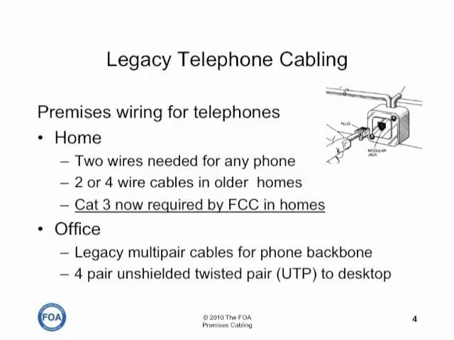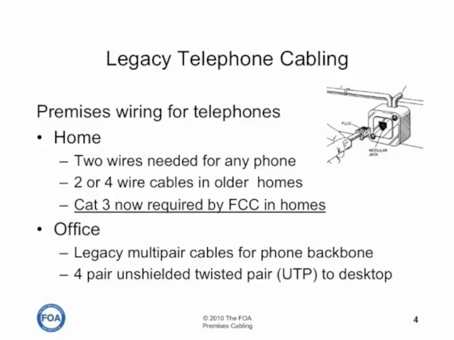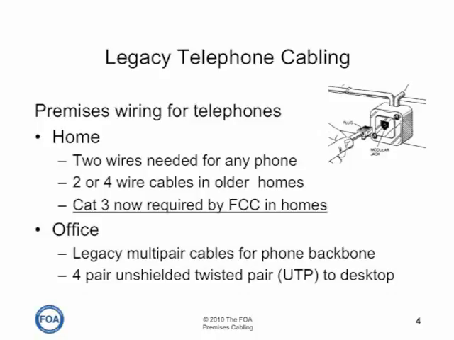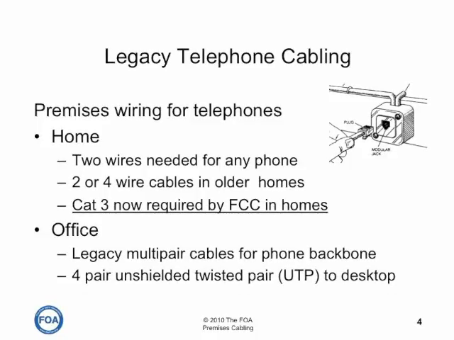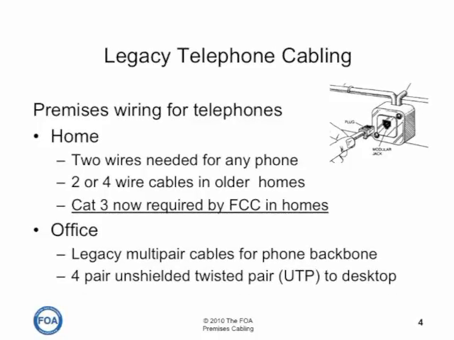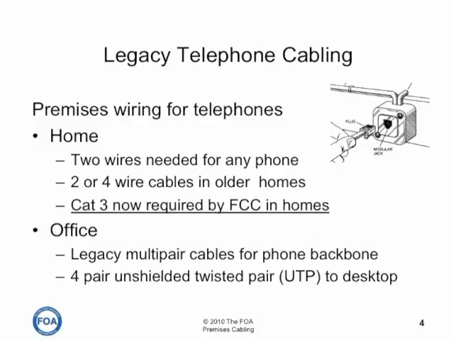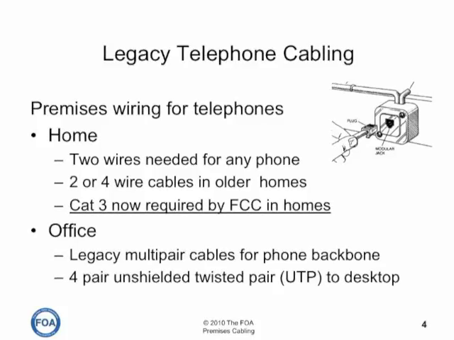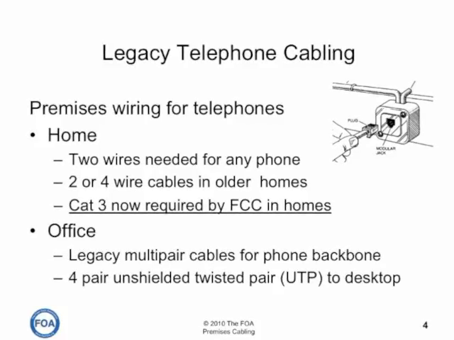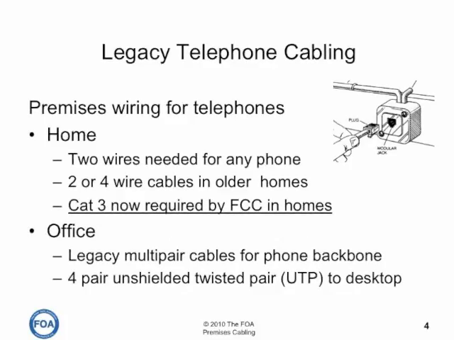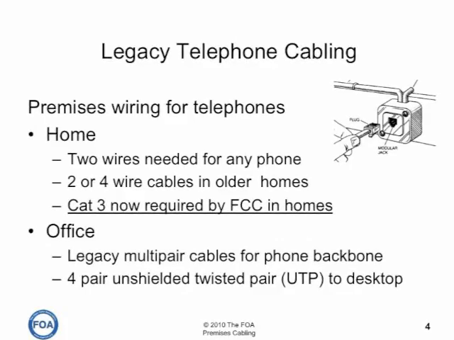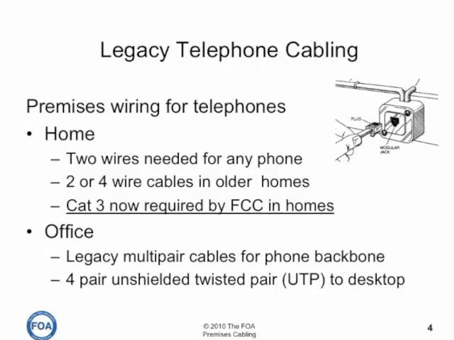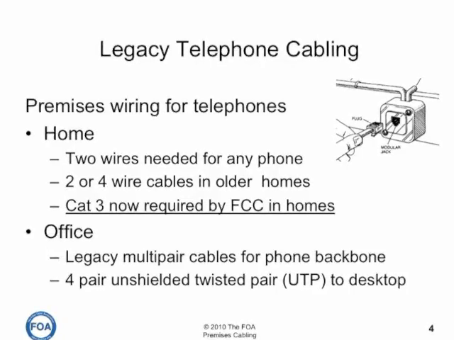Many homes and offices still have the legacy cabling installed many years ago for telephones. In the home, there were two wires needed for any phone, so phones typically used 2 to 4 wire systems for 1 or 2 lines. Now, Category 3 is typically required by the FCC in all homes. In an office, often it was legacy multi-pair cables, 25 or 50 pair cables, used for a phone backbone, and a 4-pair unshielded twisted pair cable to the desktop.